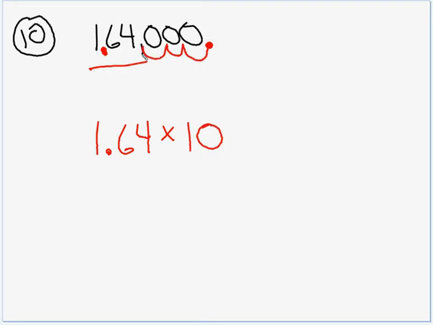1, 2, 3, 4, 5. And that'll be positive fifth. We moved our decimal to the left. Again, I like to think this is a big number, 164,000. So we will have a high number or a positive number here on our base 10.